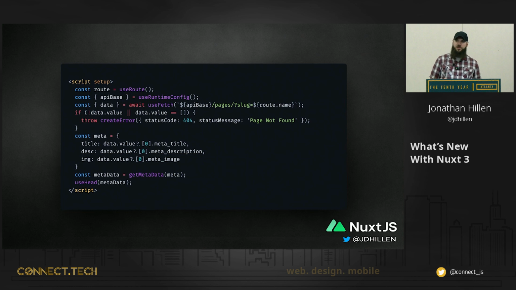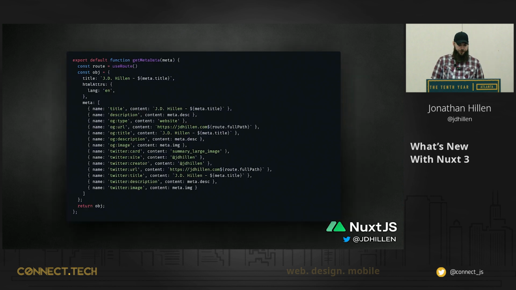Actually, after Jess's talk, I need to rename this to useMetadata and not getMetadata. That's the proper way to do it, but I was in a hurry and I just did it this way. So we're using that metadata, passing it into that composable, and then passing the results of that back to useHead, and that generates the meta tags for everything. So here's a look at that getMetadata object.